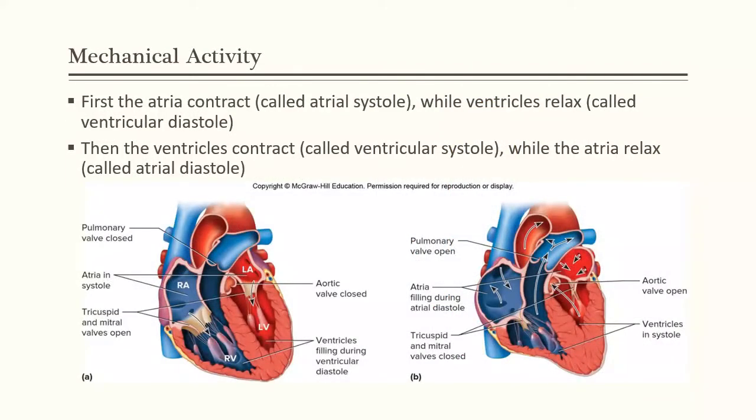Once the electrical activity is generated, it leads to mechanical activity, which are contraction and relaxation. First, the atria contract and then the ventricles relax. Then the ventricles contract and the atria relax. By the way, the term systole means contraction and diastole means relaxation.